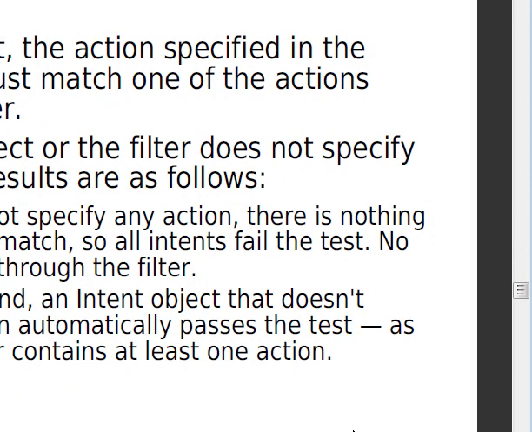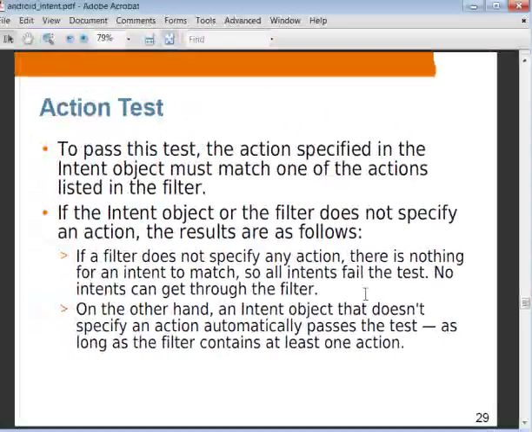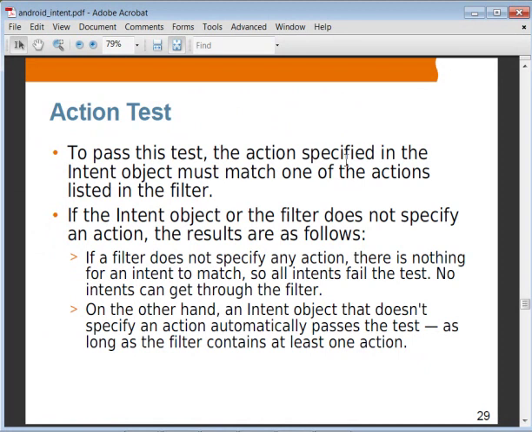Let's start with the action test, category test, and data test. These are the three fields of the intent object that are compared against the same things in the filters. So how is the action field of the intent object going to be compared against the action in the filters of the activities on the platform? In order to pass the action test, the action specified in the intent object must match one of the actions listed in the filter.